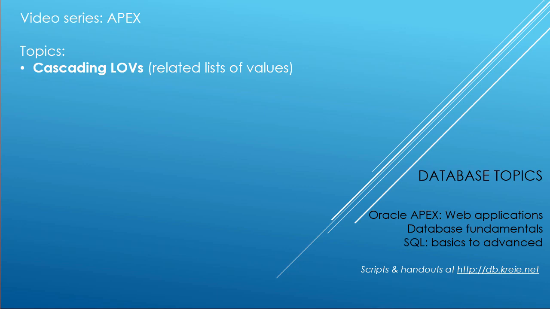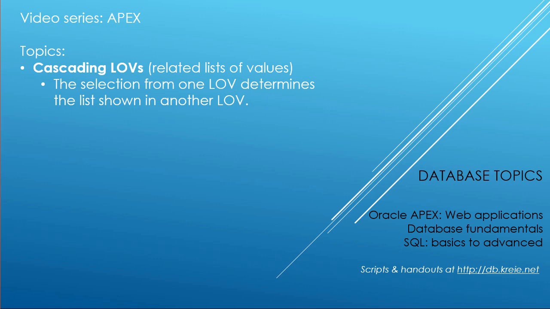That's where a selection from one list of values should determine what you see in a second list of values. We'll also take a look at the difference between a single record form versus an interactive grid when you're using cascading LOVs.